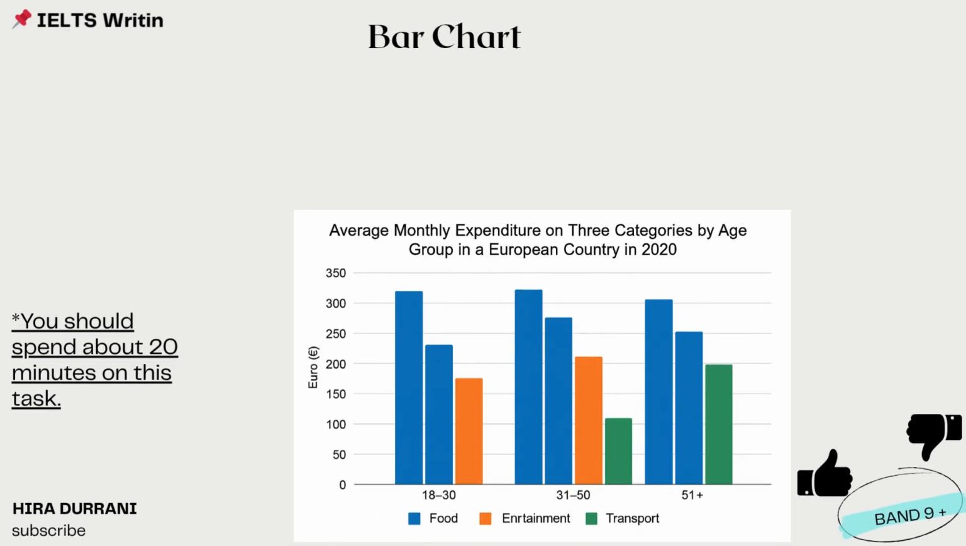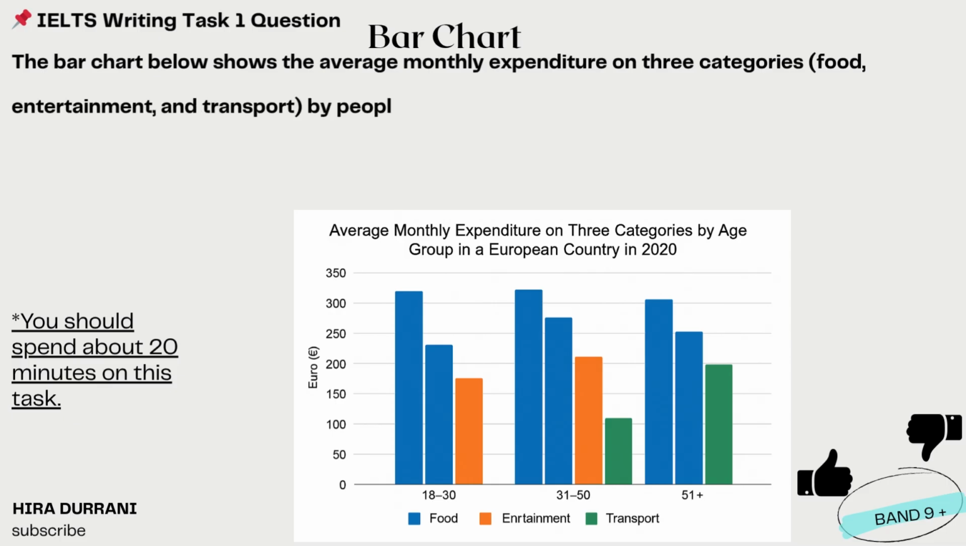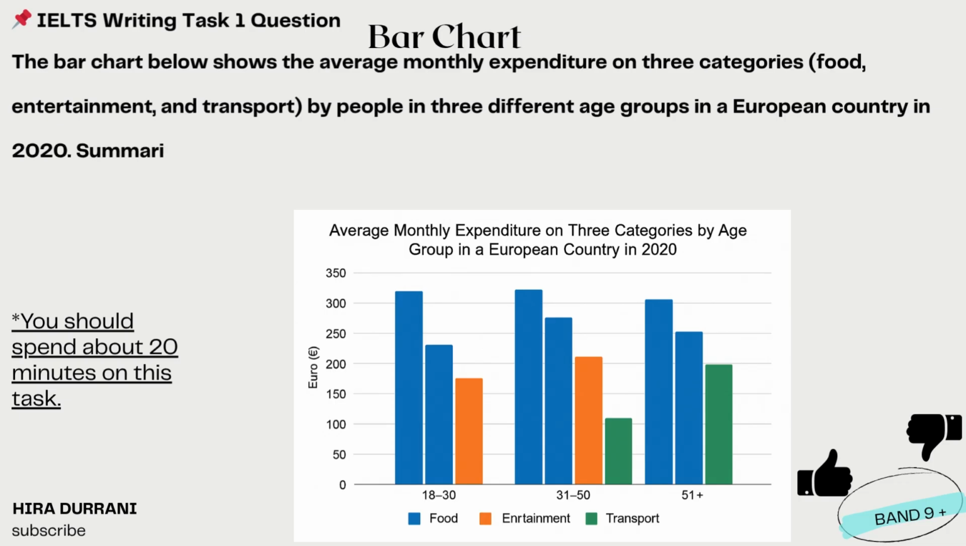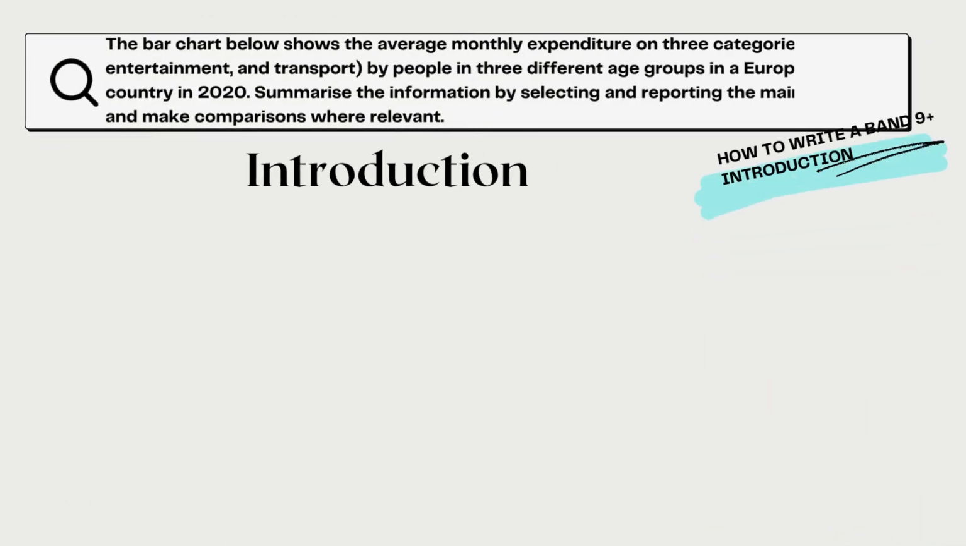What are they asking? The bar chart below shows the average monthly expenditure on three categories: food, entertainment, and transport by people in three different age groups in a European country in 2022. Summarize the information by selecting and reporting the main features and make comparisons where relevant. You have to spend 20 minutes on this task. And how to write a band 9 introduction? In the introduction part, you have to paraphrase the question and write the overview. Let's begin with it. What do we have here?